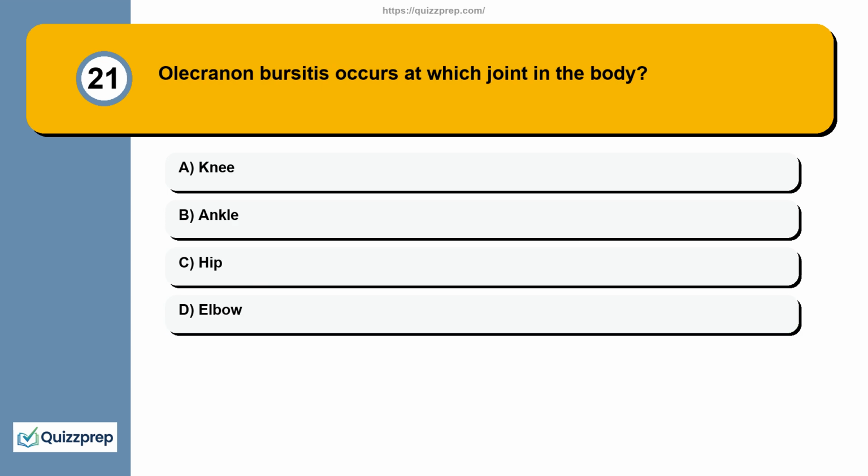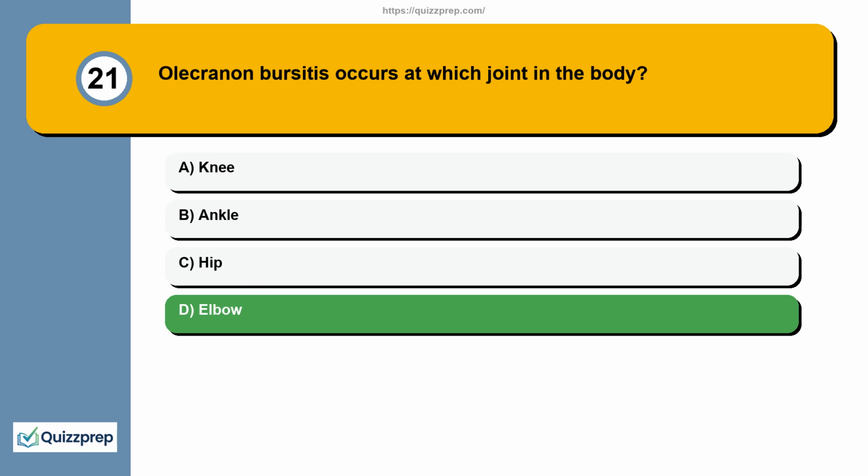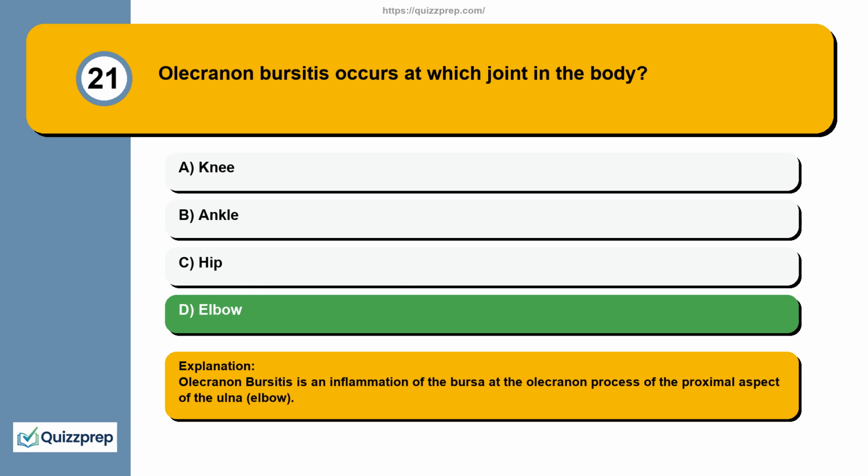Question 21. Olecranon bursitis occurs at which joint in the body? Knee, ankle, hip, elbow. Olecranon bursitis is an inflammation of the bursa at the olecranon process of the proximal aspect of the ulna, elbow.